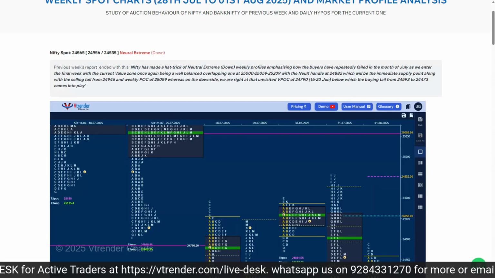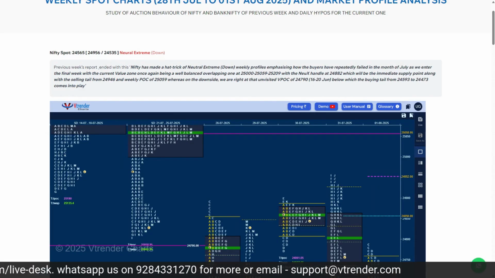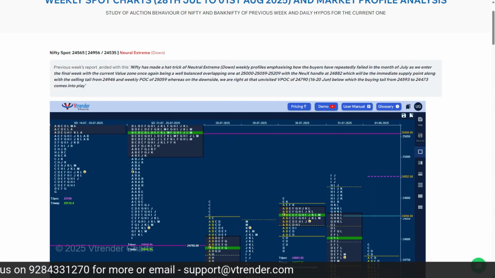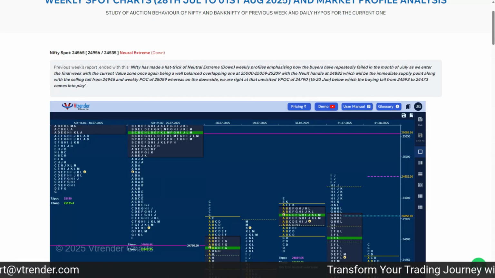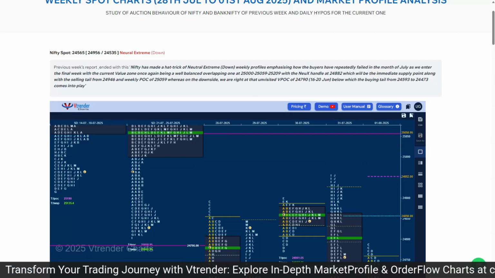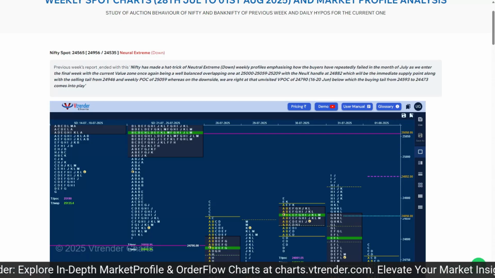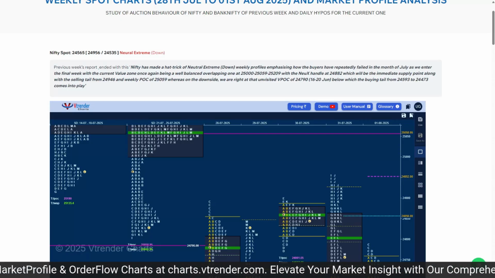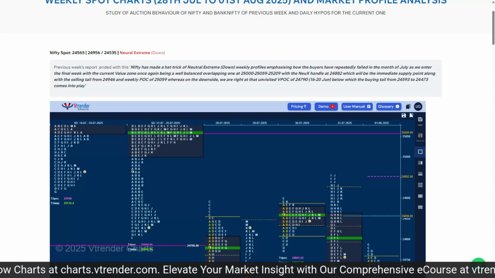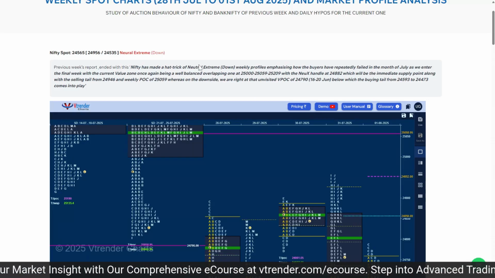Last week, Nifty had made a hat trick of neutral extreme weekly profiles. We had already emphasized in last Monday's session how in the month of July, the buyers have repeatedly failed. They've made a range extension every week, but they have failed to sustain, and the sellers have taken advantage of it and driven it lower through the week. So all the weeks in July, we have formed neutral extreme profiles to the downside. This repeated failure by the buyers was giving us the cue in the lower time frame that the PLR, the path of least resistance, is to the downside. So last week as well, what did we do?